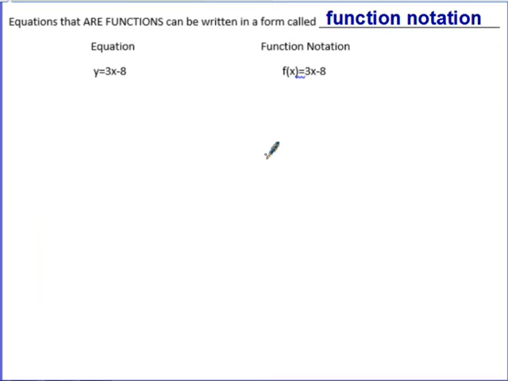Alright, then we have something called function notation. So if we have an equation that is a function, we can write it like this, and this is called function notation. Now, I don't want you to be confused. This f of x, that's how we read that, f of x. It does not mean f times x. It's just a different way of writing y.